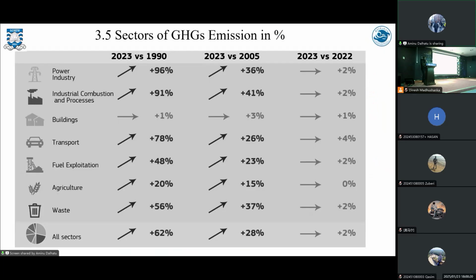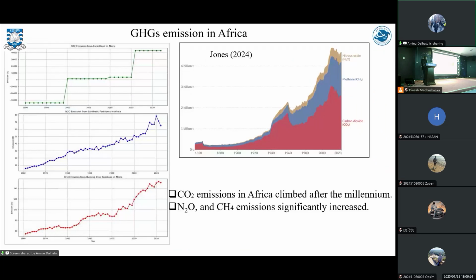Generally, when we compare 2023 versus 1990, power and industry emissions increased about 96%. From 2005 to 2023, it increased 36%. From 2020, about 2%, but still the emission is increasing in other sectors. So we have to find a solution for this increasing greenhouse gas emission. This shows how it is increasing every year.